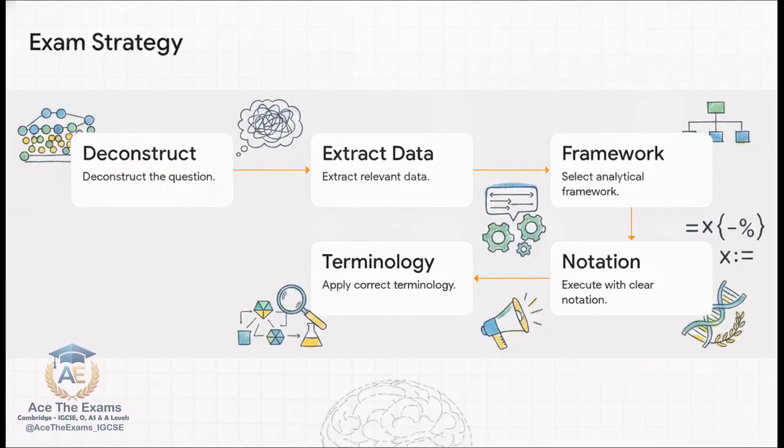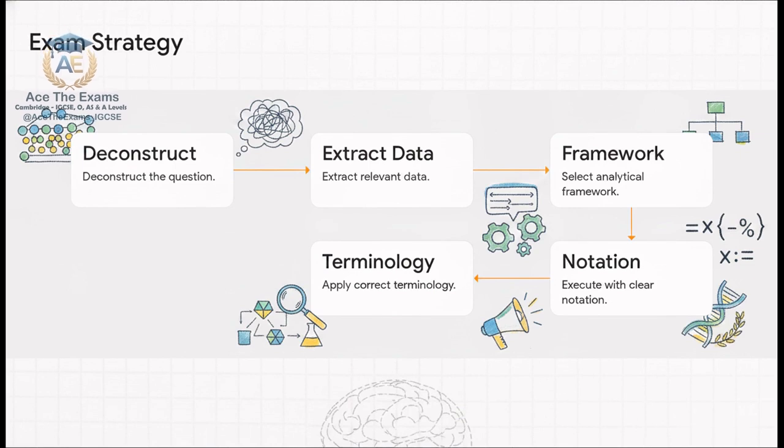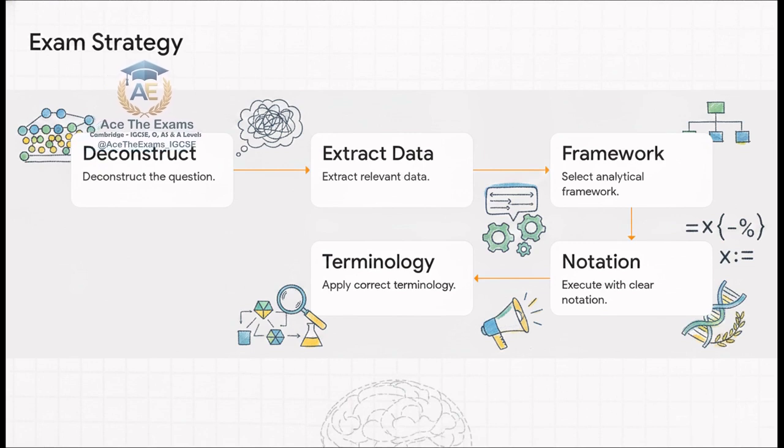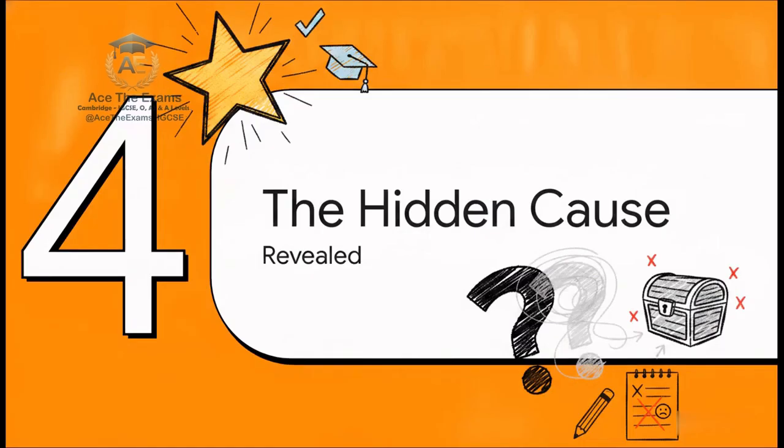So, whenever you are facing a complex 2.2 phospholipids question, I want you to follow this exact procedural framework. 1. Deconstruct the question. 2. Extract relevant data from the stimulus. 3. Select your analytical framework. 4. Execute your answer with clear notation. And 5. Present it all with the correct terminology. Literally lock this sequence into your brain. It's a game changer.